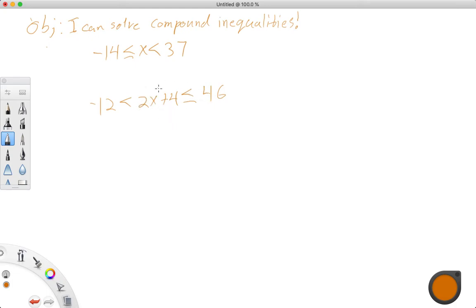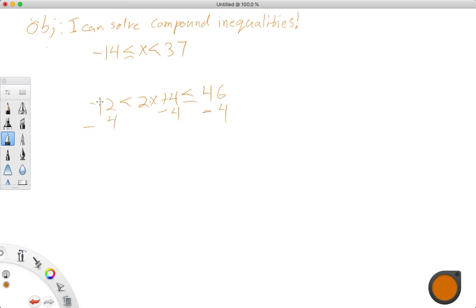Now, I can't have you picturing a scale necessarily. You can do this a couple of different ways. We can make this into two different inequalities: 2x plus 4 is less than or equal to 46, and 2x plus 4 is greater than or equal to negative 12. Or we could just do this all at once. Instead of applying it to both sides of something, we're applying it to all sides of something. So first, I'm going to subtract 4 from all sides.